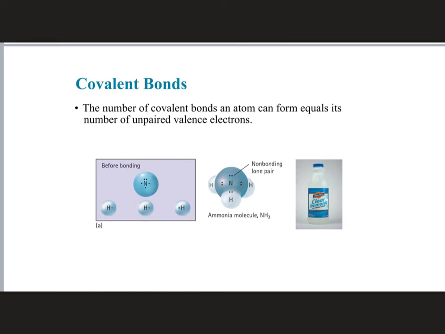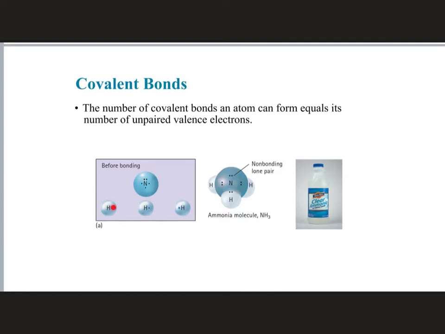Here we see another example, ammonia, which has the chemical formula NH3. So that's 1 nitrogen atom plus 3 hydrogen atoms. If we look at nitrogen, its outermost valence shell has 2 electrons that are paired together and 3 that are unpaired. So that means that nitrogen is able to have 3 bonds form.